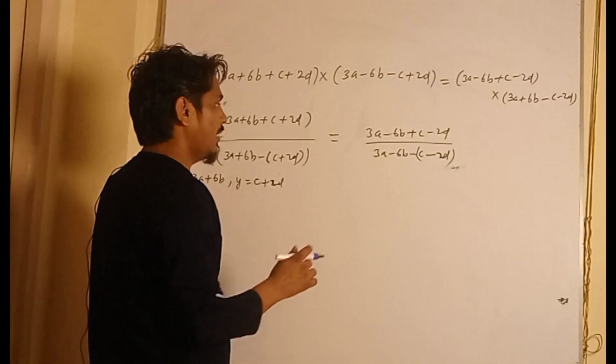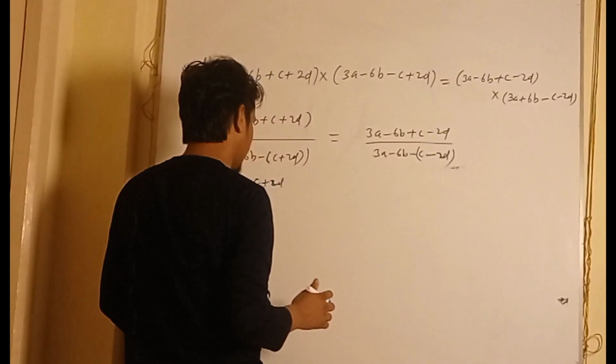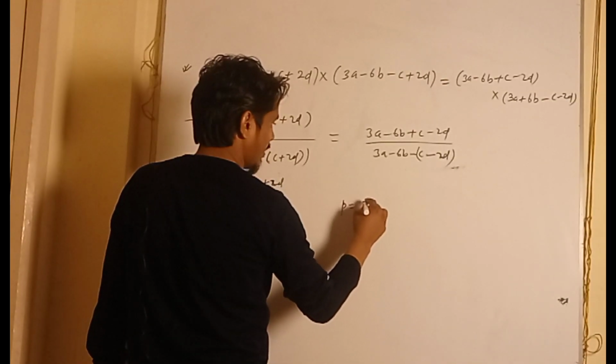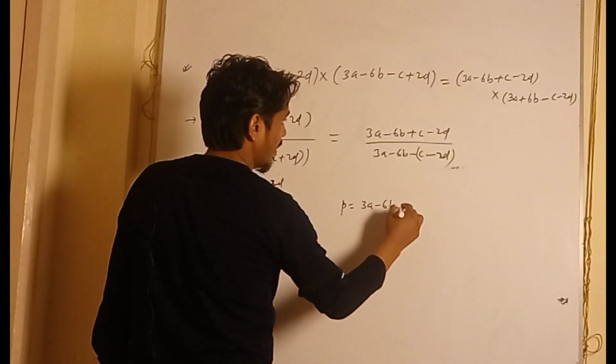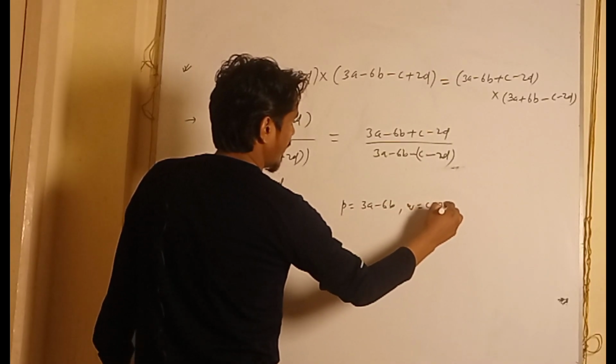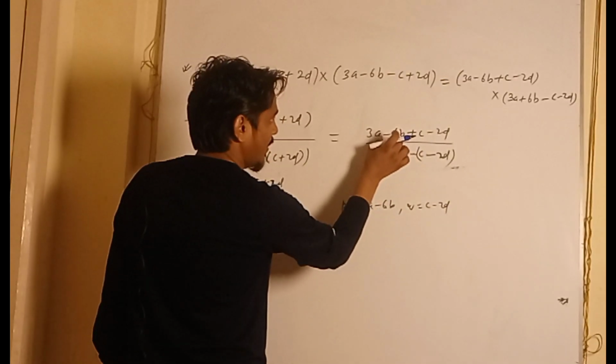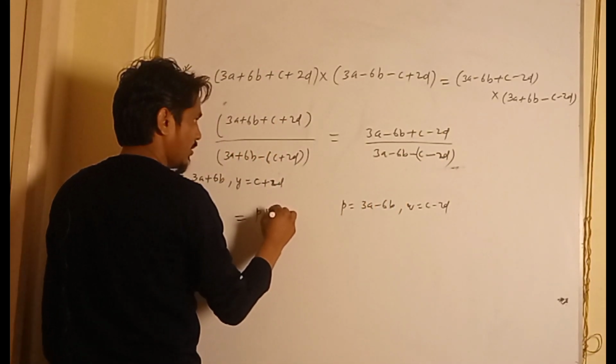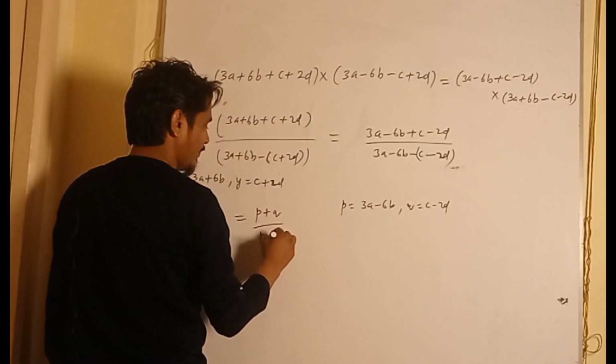Now again we can take this 3a plus 6b as any other variable. Let's say I take p equal to 3a plus 6b, and q equal to c minus 2d. Then the right part will be (p plus q) over (p minus q). So (p plus q) over (p minus q).